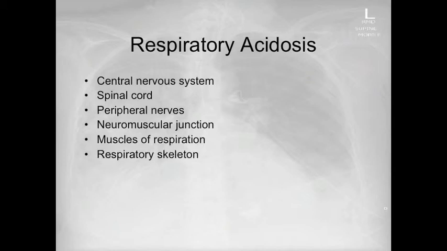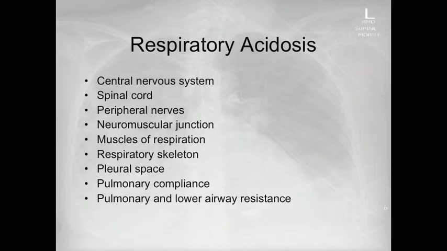Respiratory skeleton. Conditions such as kyphosis may impair respiration, as may pain associated with rib fractures. Pleural space. Massive pleural effusions and pneumothorax may cause respiratory insufficiency. Pulmonary compliance. As work of breathing increases, CO2 clearance falls.